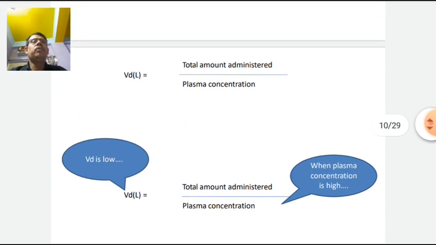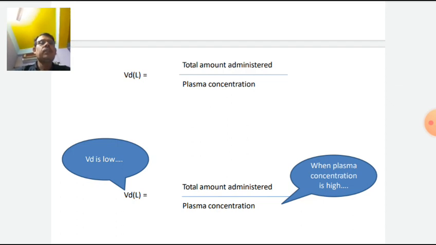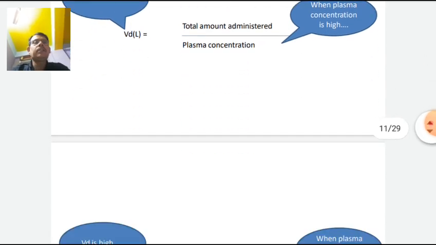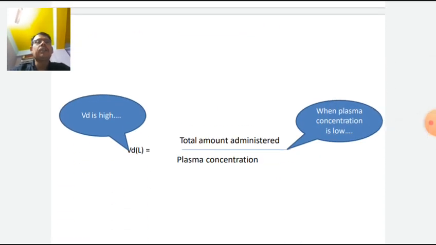Next, the volume of distribution is the total amount of drug administered through IV divided by the plasma concentration. Vd is low when the plasma concentration is high, because the total amount is divided by the plasma concentration: if the plasma concentration is high, the denominator is high, so the value will be less. Likewise, the volume of distribution is high when the plasma concentration is low, which means most of the drug is distributed to the body.